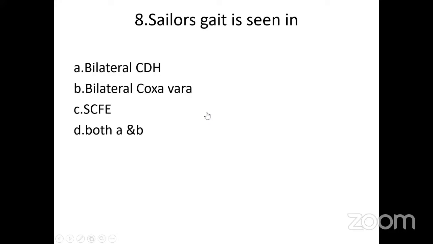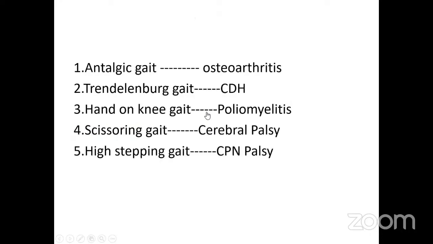And what about coxa vara? In coxa vara also, which thing is gone? It's not the fulcrum but the lever arm, because the neck shaft angle is less than 100. So the answer is both A and B. In CDH the fulcrum is gone because the head is dislocated, and in coxa vara the neck shaft angle is decreased. So it's a bilateral Trendelenburg gait.